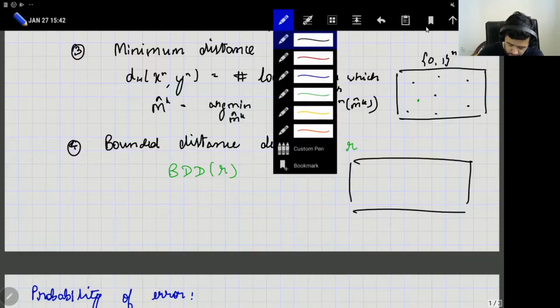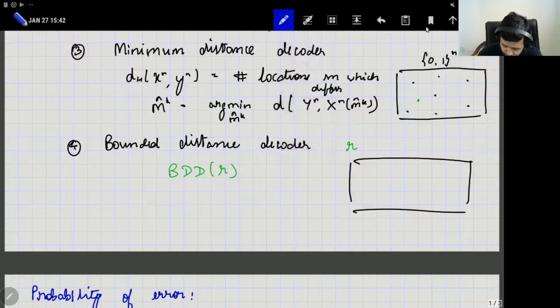Given the received sequence, you look at all possible sequences which are at a distance of at most r. If there is only one sequence of distance at most r, only one code word which is at a distance at most r from the received sequence, then you output that as the transmitted code word. If there is no sequence, or if there are more than one sequence within a distance r, then you output an error.